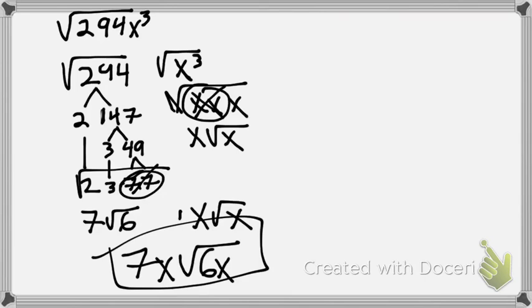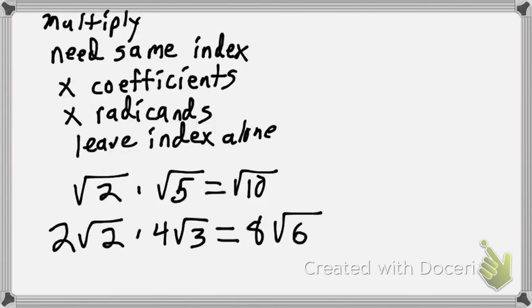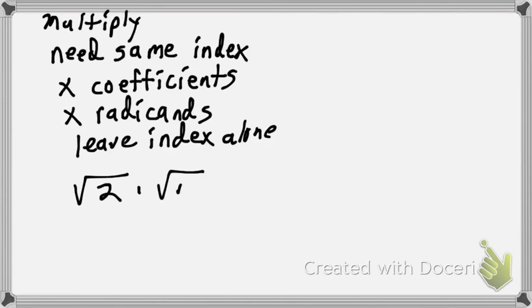Just going to go through some slides so you can kind of see the pattern. So, next up, multiplying. When we multiply radicals, all we need is the same index. They do not need to have the same radicand. So as long as they have the same index, then we multiply them. We multiply the coefficients, and we multiply the radicals.